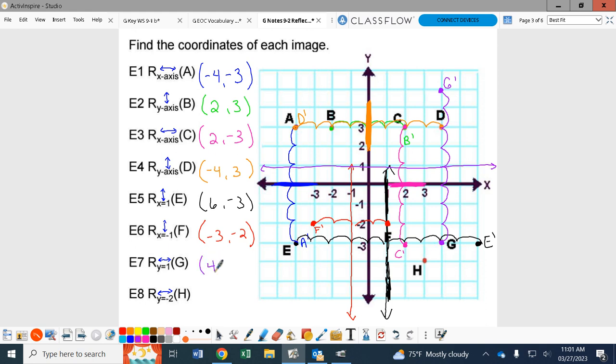Sorry, I had to actually count blocks on that one. Some of them are pretty quick. They're like right there, but that one's further away, so you got to make sure you count correctly.